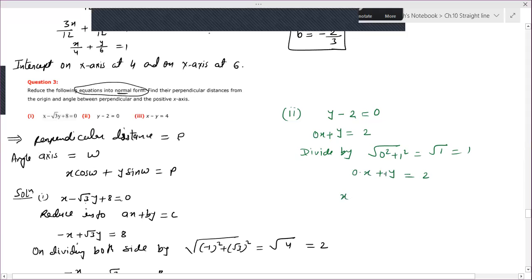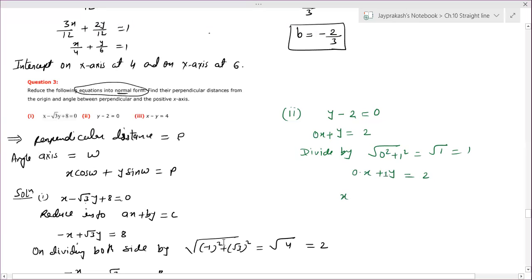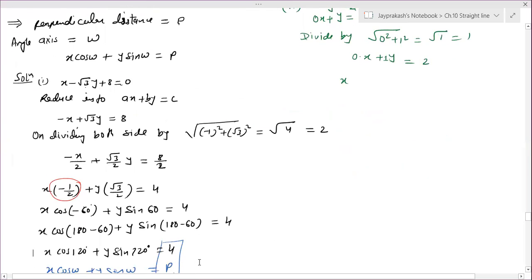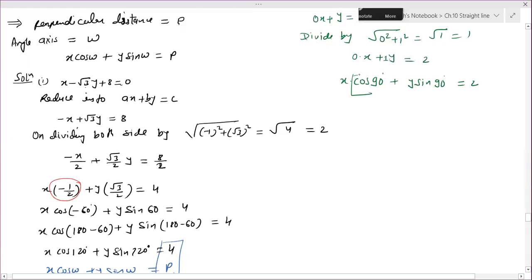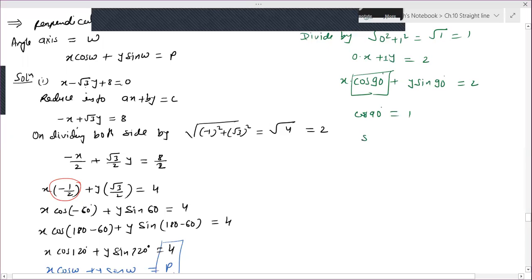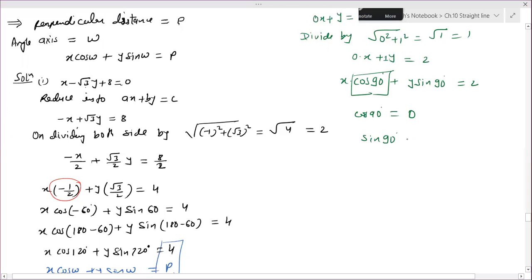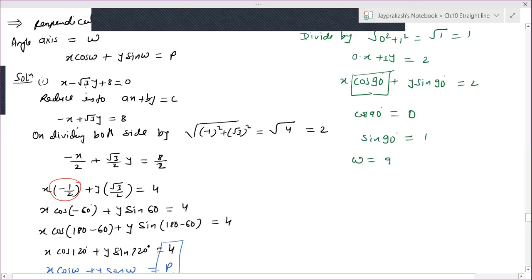Here the coefficient of y is 1, and we know that with the variable y we need sine as the angle. So we can write sine 90, and with x we need cos. So x cos 90 degree plus y sine 90 degree is equal to 2. Why are we writing cos 90? Because cos 90 is 0 and sine 90 is 1. So whenever I write sine 90, we are getting the variable y, and when we write cos 90, the variable x is not there because its coefficient is 0. So here the angle will be 90 degree and the perpendicular distance will be 2 units from the origin.